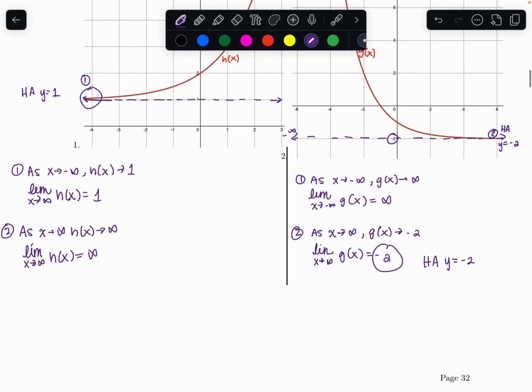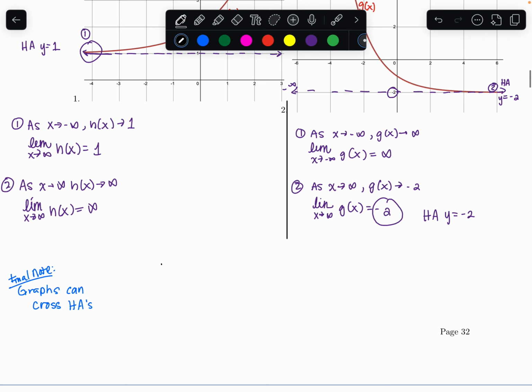One final note before we move on about horizontal asymptotes is they can cross. Graphs can cross your horizontal asymptotes. So, just, I guess, a final note. Graphs can cross horizontal asymptotes. Let's draw a picture of something with a horizontal asymptote. This is a common function that I saw in some of my upper division work, where we have this function. Let's draw it in blue. Let's say it does this kind of behavior.